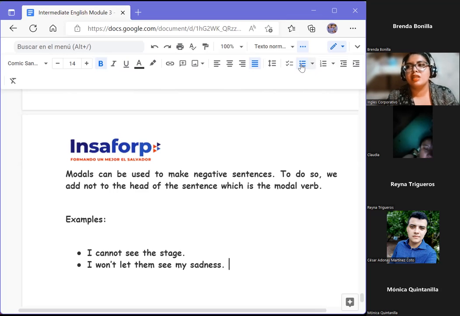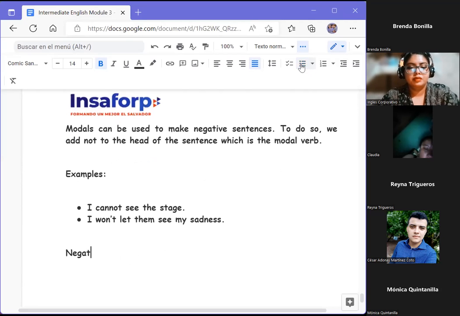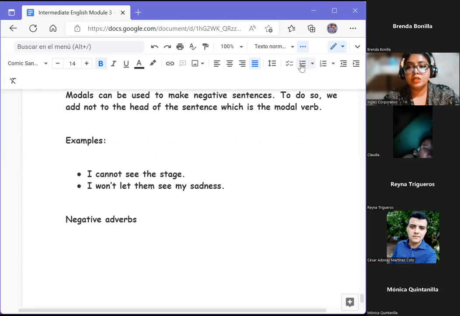So in the case that we are using the auxiliary verb, we are going to use "not" to make it negative. In this case, it's not the exception, because we are going to add "not" to denote that we are using a negative statement. And for the negative adverbs, it says, to make a negative sentence, we can use the negative adverbs such as no, not, never, nowhere.